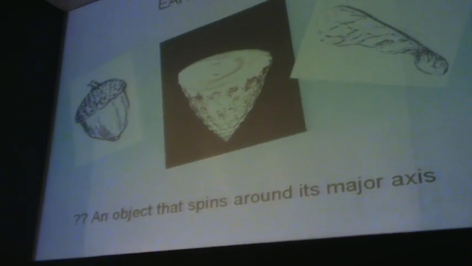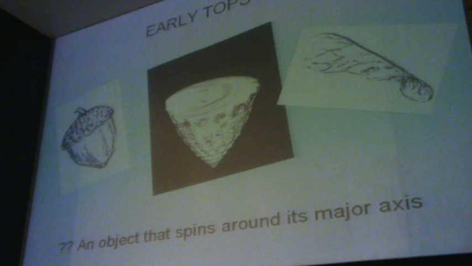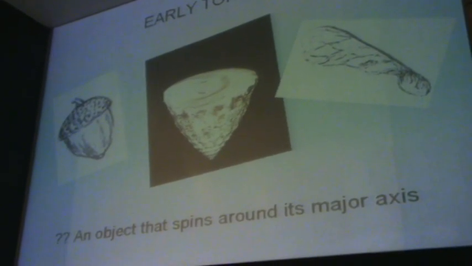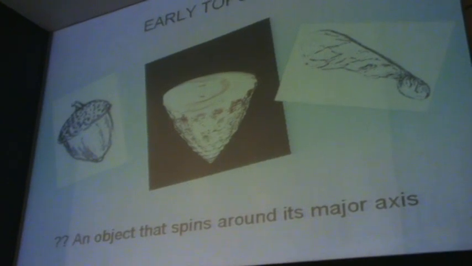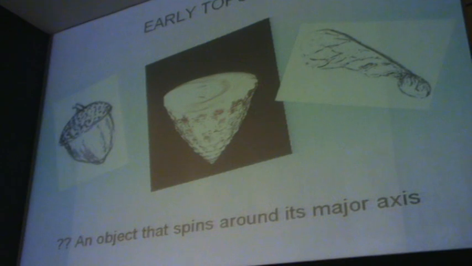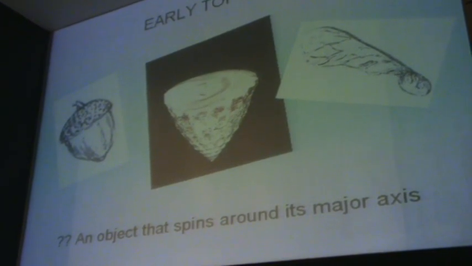What is a top, you might say? Without going into a lot of detail, anything that spins around its major axis. So you might call the sycamore seed a top, but a shell, an acorn, you can make those spin if you get the right shape and they're symmetrical enough. Here's one, this is interesting. If you picked that up in the street, you'd probably put it in the bin.